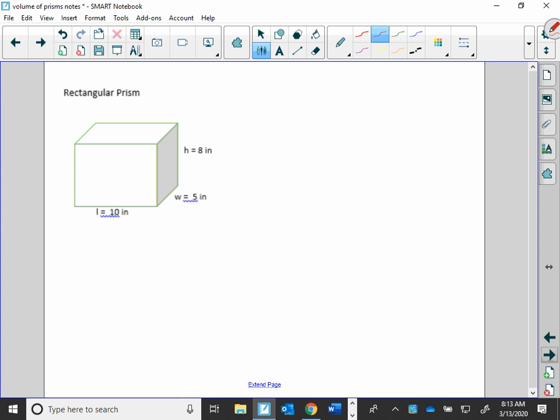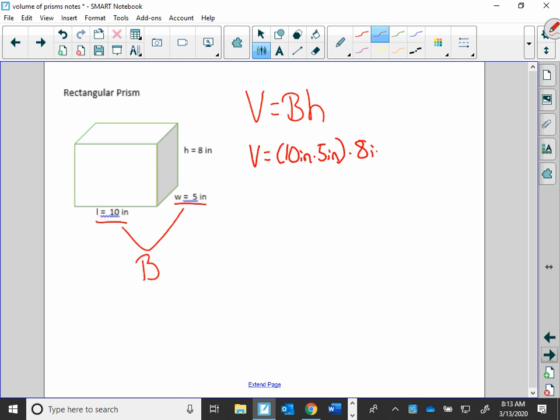Rectangular prism. We are going to write out the formula. Volume is equal to big B times H. Remember, length and width, that is our big B. The volume is equal to 10 inches times 5 inches. Then we're going to multiply it by the height of 8 inches. In my calculator, I'm going to do 10 times 5 is 50. 50 times 8 is 400, so my volume is 400 inches cubed.